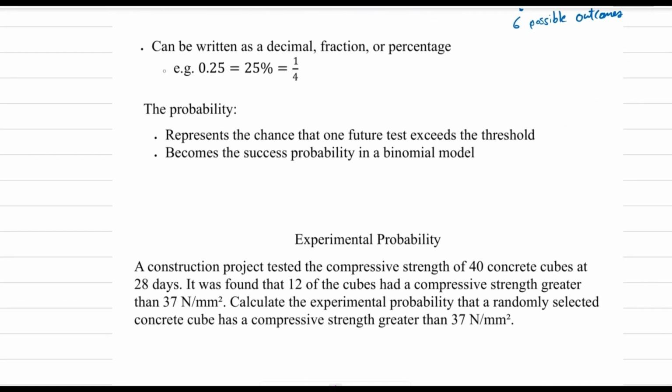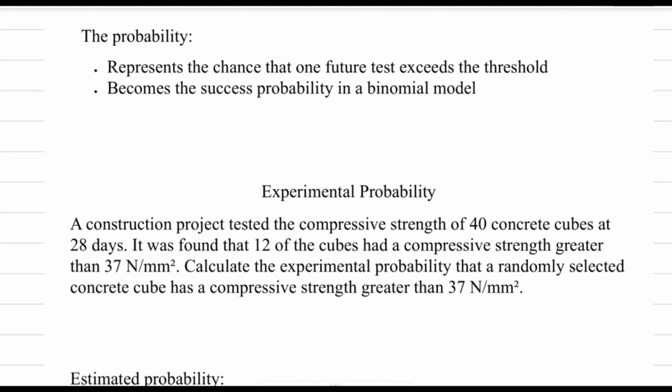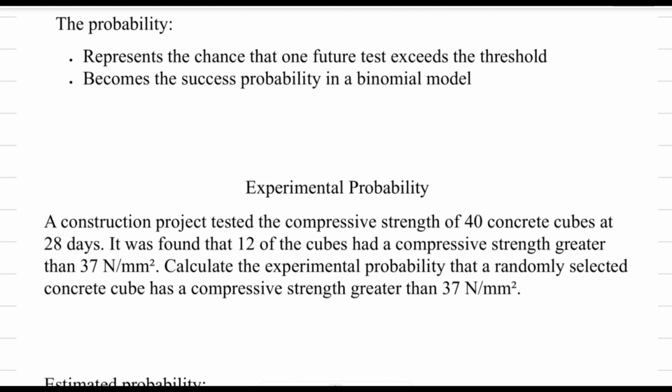And we can go to another example to explain probability. A construction project tested the compressive strength, one of the mechanical properties, of 40 concrete cubes. So these are the total samples: 40 concrete cubes are going to be tested. At 28 days, it was found that 12 of the cubes had compressive strength greater than 37 Newton per millimeter square, which is 37 megapascal.